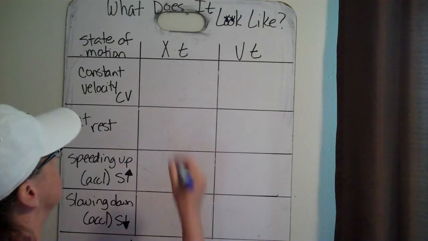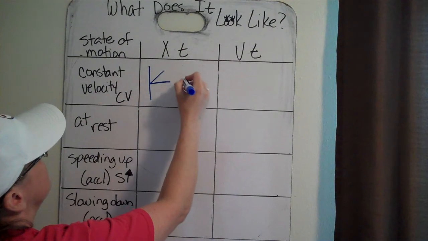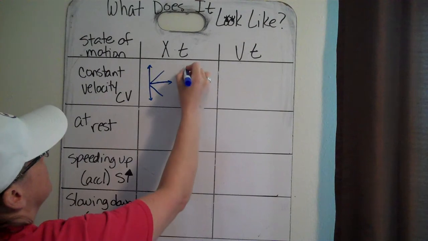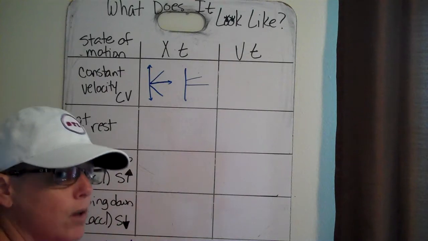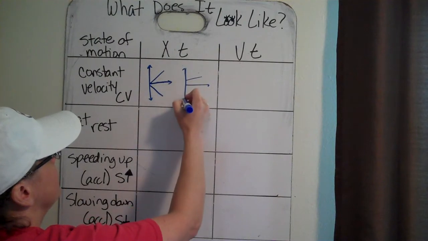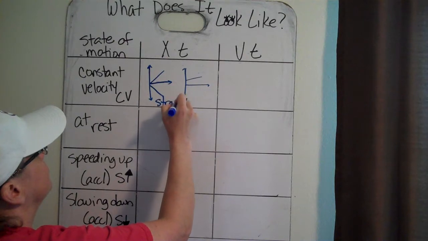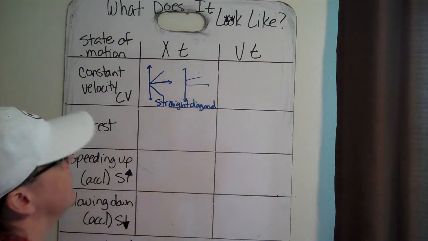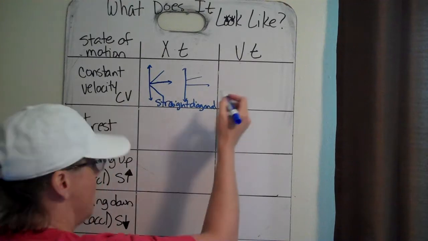So if it's going constant velocity on a position time graph, then we know that it's going to be some kind of straight diagonal line, and on some of those they might have a low slope, meaning slow, and some might have a steeper slope, which means fast. But what we know is this is a straight diagonal line.